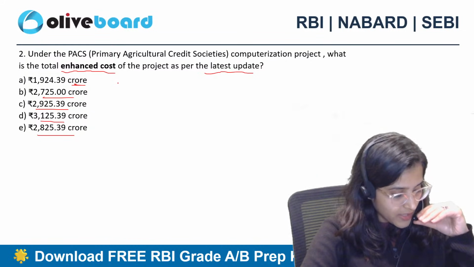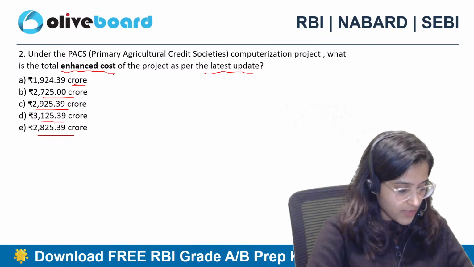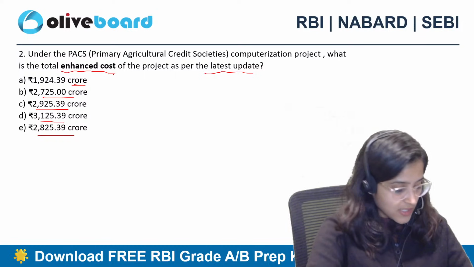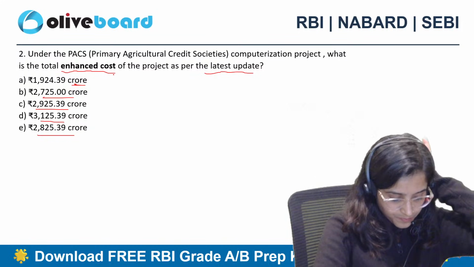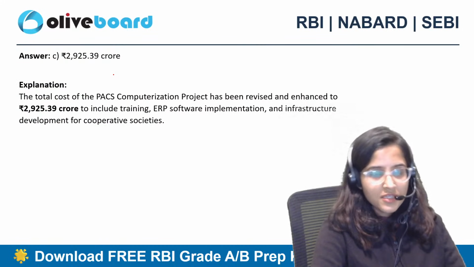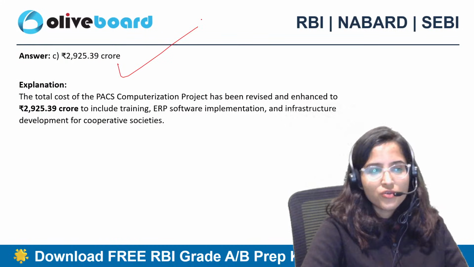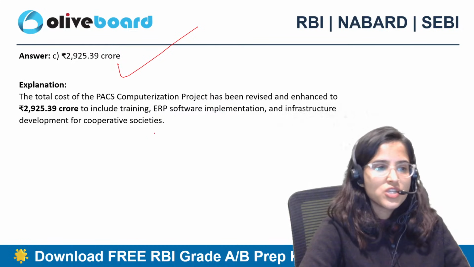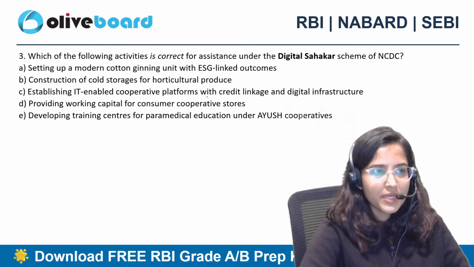What is the correct answer? Quickly give me the answer in the comment section. Question number 2, C. What about others? Anybody else? The correct answer is 2925.39 crore. Absolutely correct. It includes training, ERP software implementation, and infrastructure development for cooperative societies.